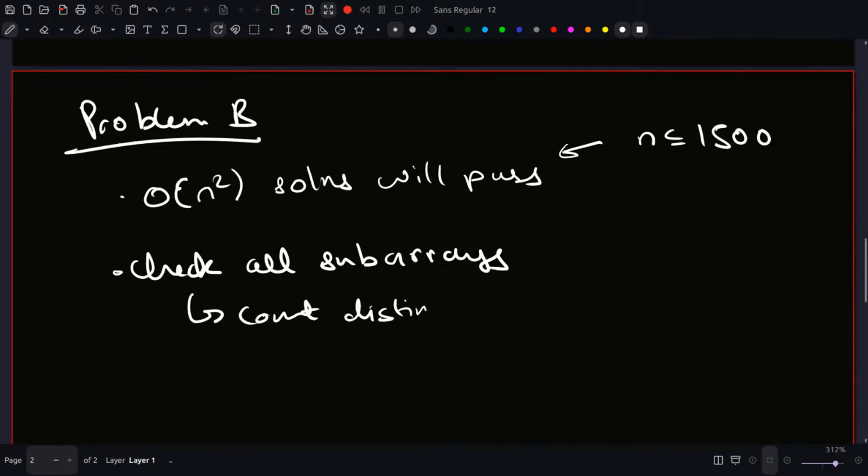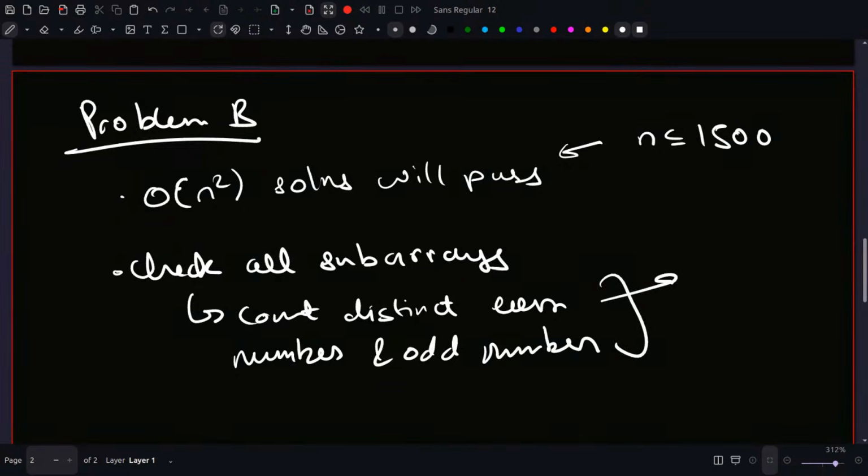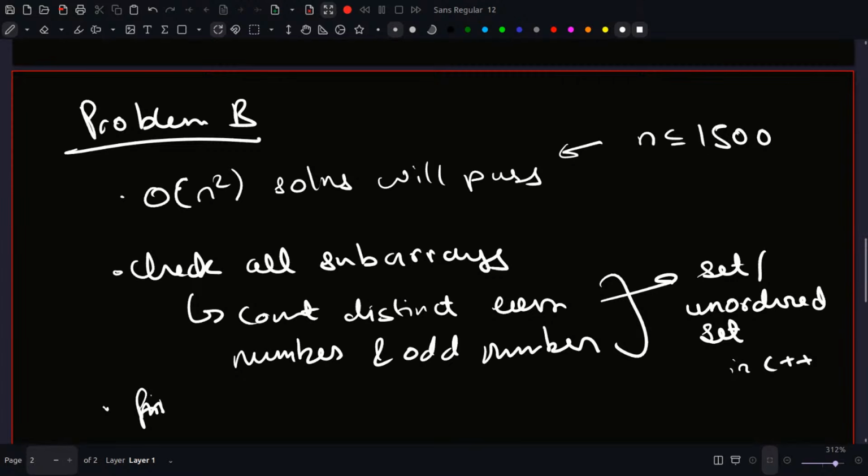For all subarrays, you can just count distinct even numbers and odd numbers, right? And we can do this using a set or unordered set, whichever you want. We can just have a set for even numbers, a set for odd numbers, and you can add elements to it. So use set or unordered set in C++. In your favorite language, you can use any kind of hash map to keep track. And then we can simply find the max length one.